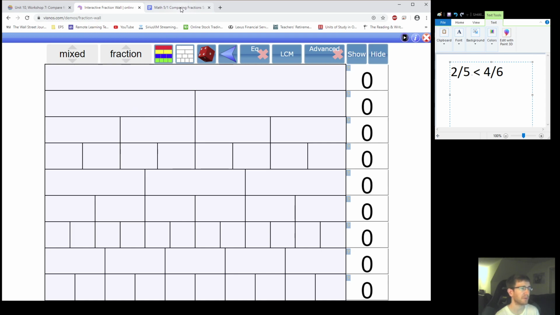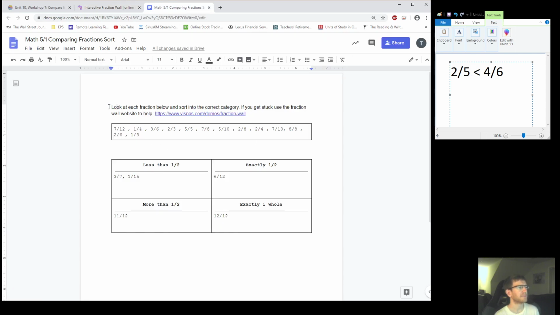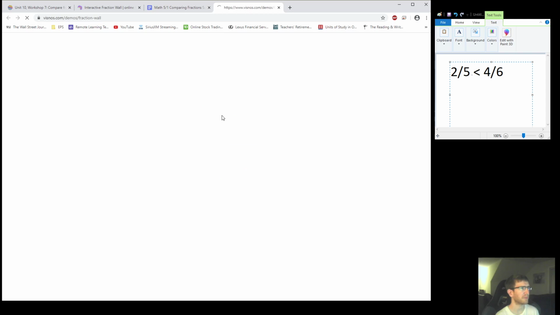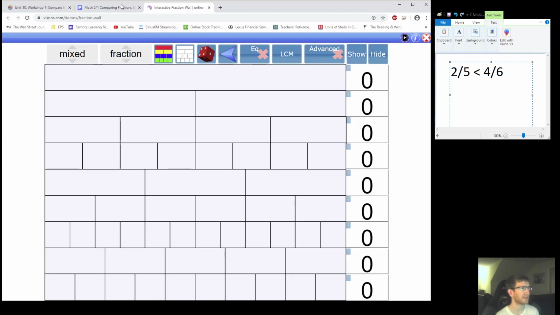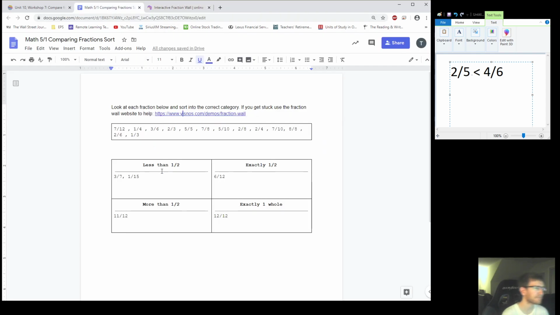So I'm going to show you what you're working on. You're going to look at each fraction below and sort it into the correct category. If you get stuck, use the Fraction Wall website to help. Okay, so we'll open that up. It's the same thing that I was already looking at. Let's come back to here.